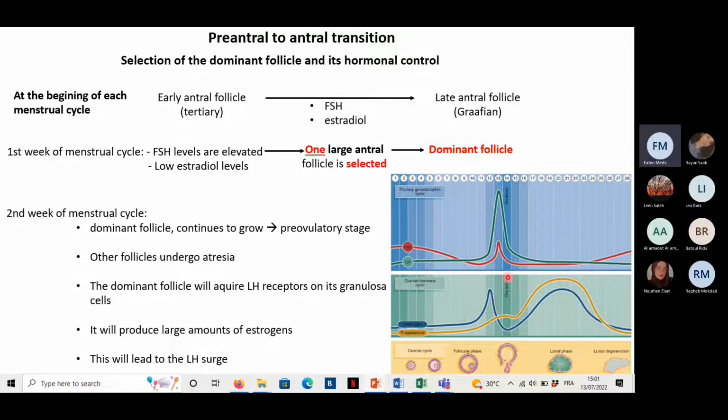And if you remember, we have said that under the action of the LH, the primary oocyte will resume its meiosis and will achieve meiosis 1 and enter meiosis 2. All of these things are consequences of this LH peak.